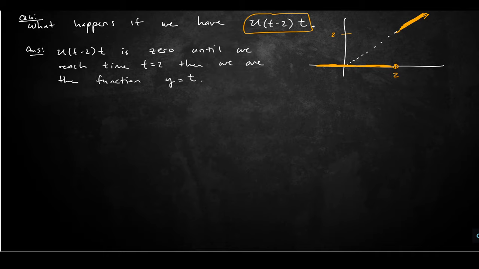So does that kind of make sense? What this unit step function does? It's just like a switch. So another question. What happens if we have u of t minus a times f of t minus a? Let's say u of t minus a times t minus a, or t minus 2 squared. So we'll do t minus 2 in both of those. So what would that look like?